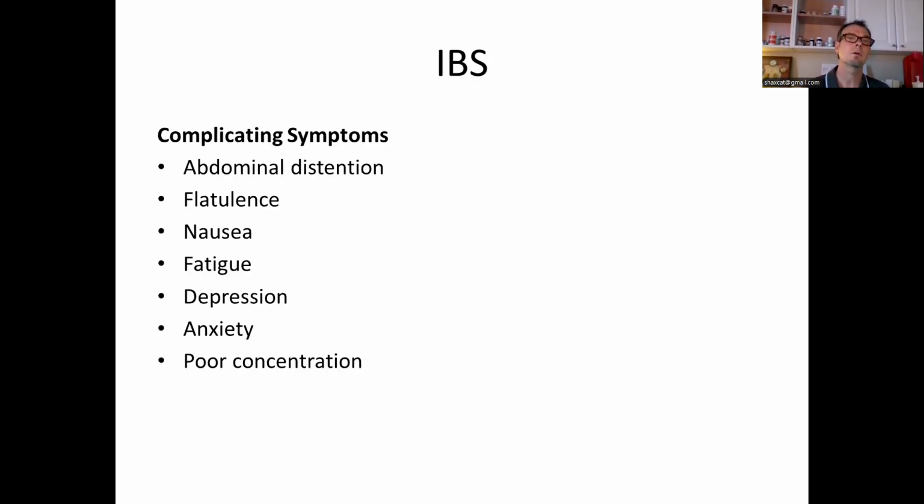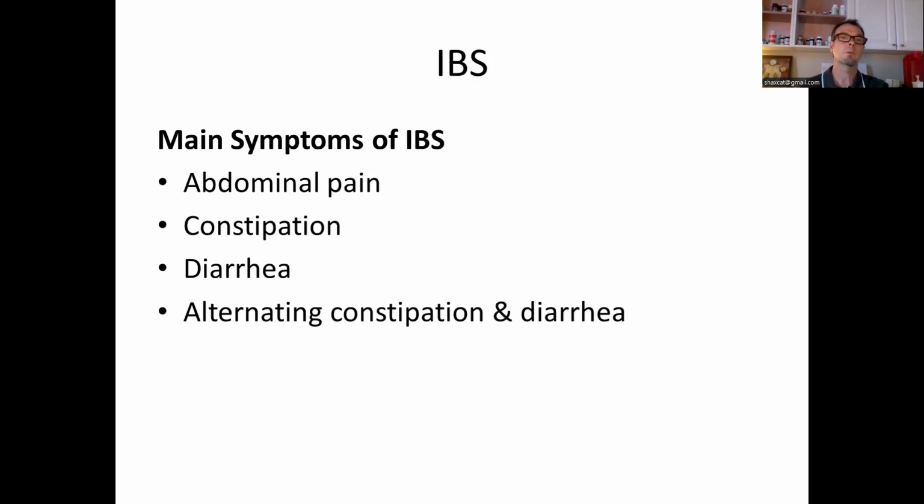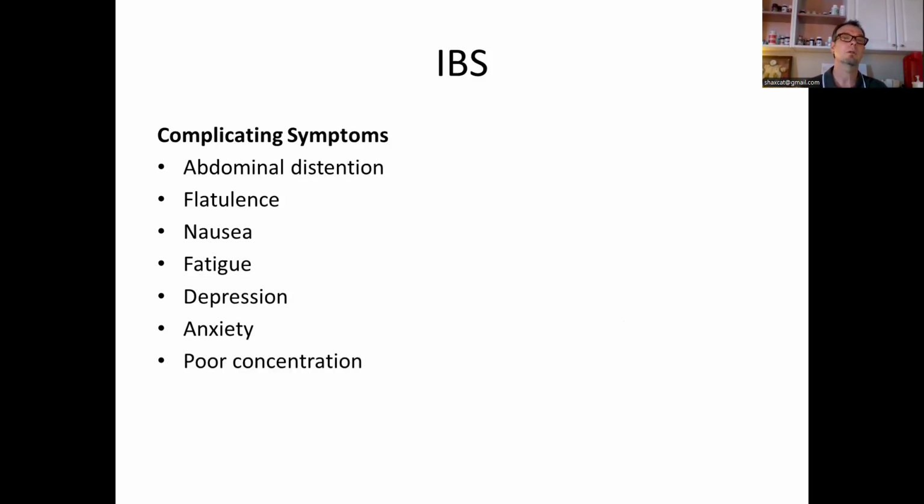And guess what that is? Here are some other things before I tell you what it is. Some other things that will pop up that are complicating factors within this. These were the big ones, especially that alternating constipation and diarrhea. But they'll have some distension, some bloating, some flatulence. They'll get nausea, fatigue. They'll get depressed, anxious, have poor concentration. What does this start to sound like? A little bit of spleen involvement, right?